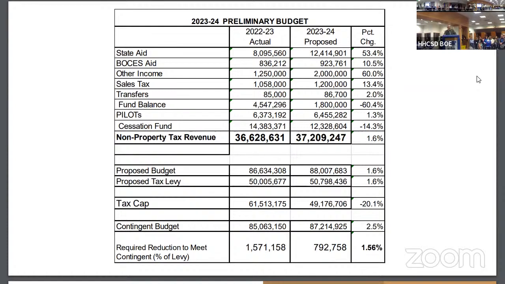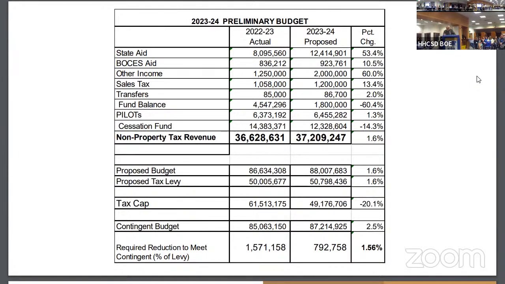For our PILOTs, I'm taking into account that we get paid at least the same amount as last year. We're expecting a lot more, but we need to be a little bit conservative. And the cessation fund is in its second year. As you remember, every year it increases 10%. So the cessation fund would be $12 million compared to 14. That gives us non-property tax revenues of $37.2 million. We have a proposed budget of $38 million. That means that our tax levy will be about 50.7, which is an increase of 1.6%.